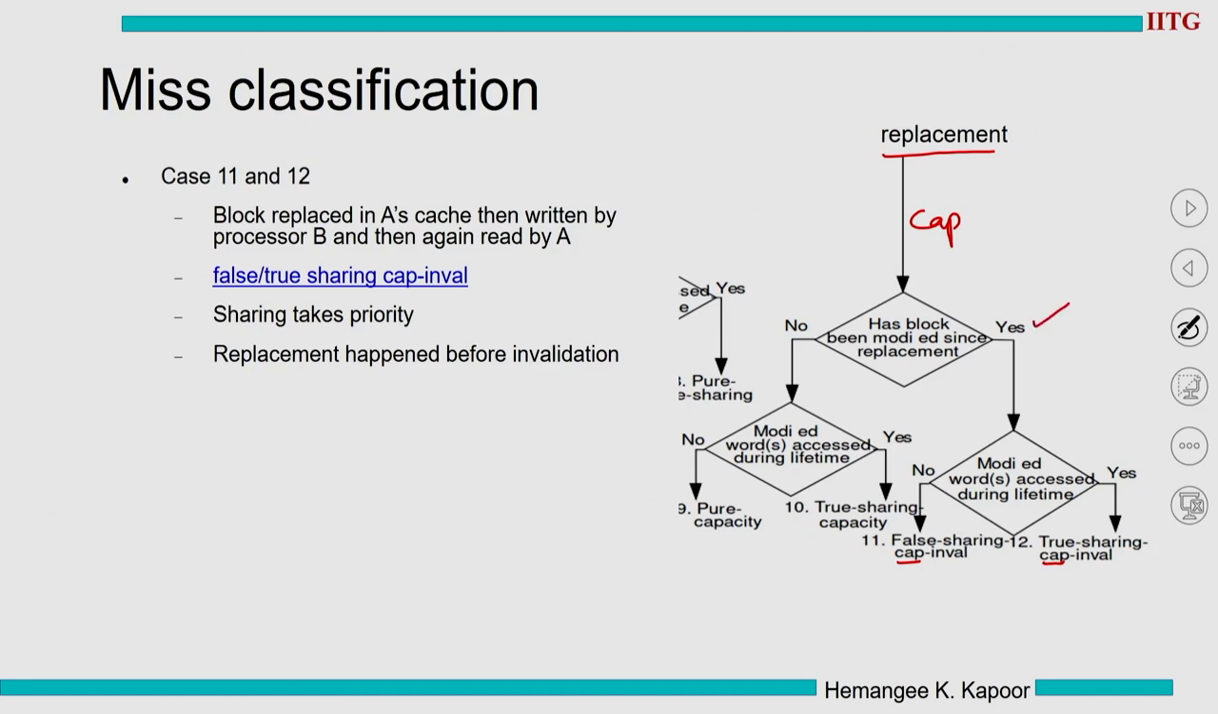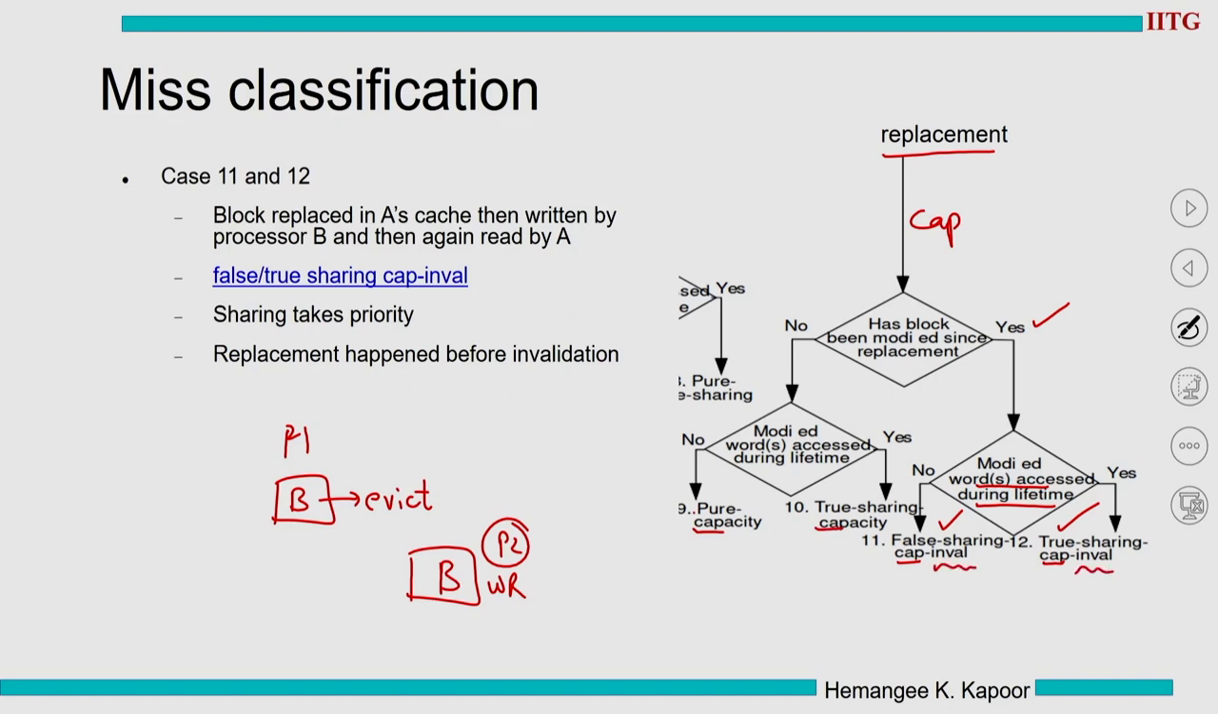Yes, that is, P1 had the block B, it was evicted by P1, later P2 got the block B, it has written to this block. Okay, modified words, so it has written to this block, and did we use those words which P2 has changed? If yes, true, if no, false. So you would say this is similar to case 9 and 10, because in 9, 10 it was again capacity and capacity, but here there is a new word added called invalidation.